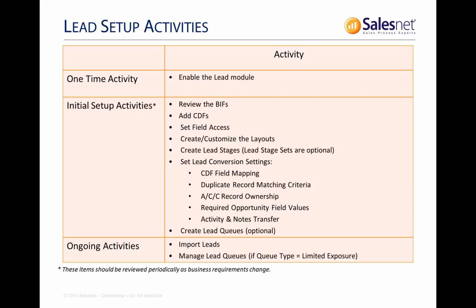And then we can specify where any notes or activity gets transferred. So if somebody attached a document to the lead and they convert it, we can say we'll always attach that to the opportunity record. And then we have queues. Queues is probably one of the most simple, and we'll cover that at the end.